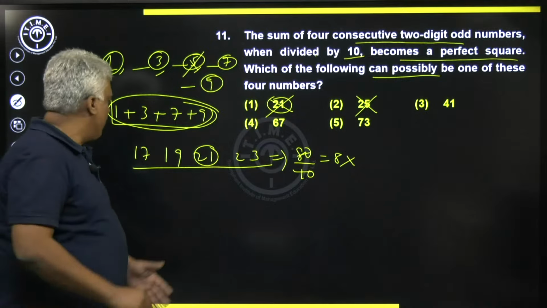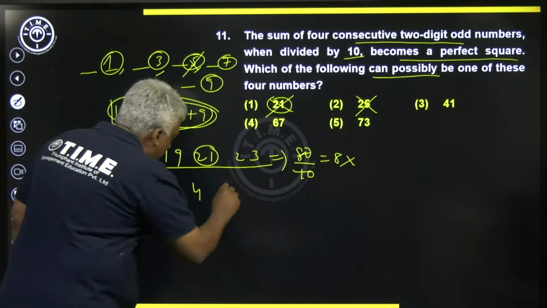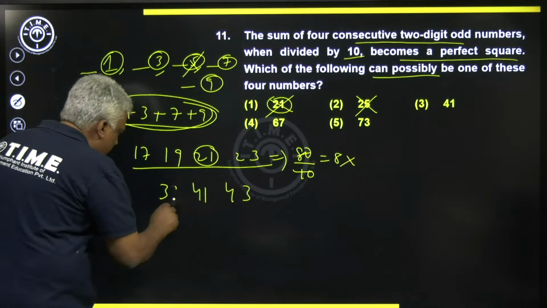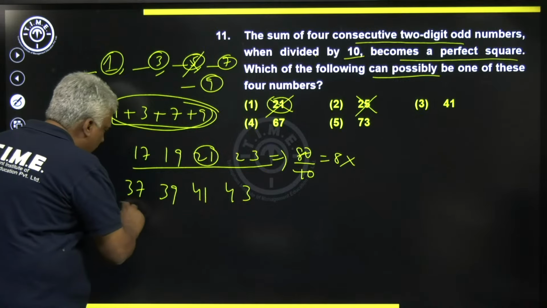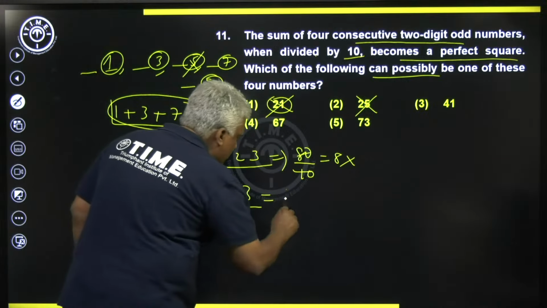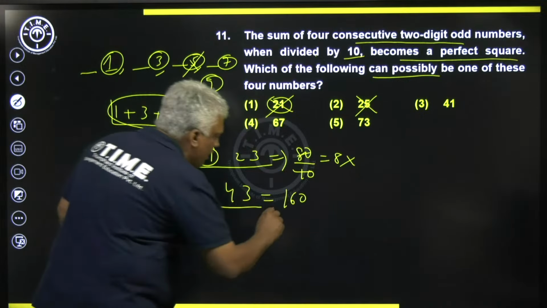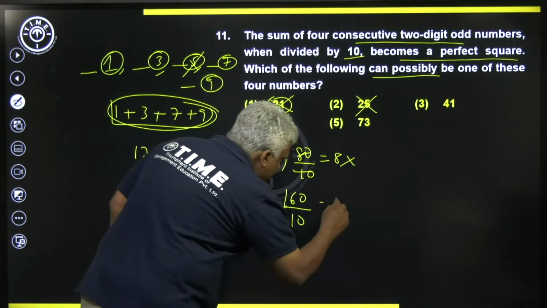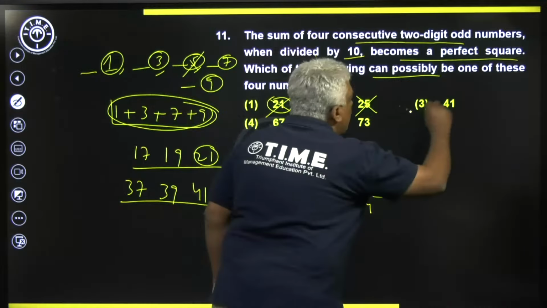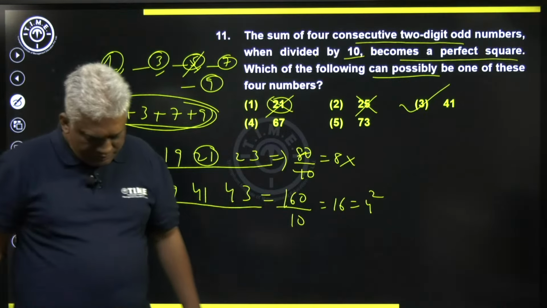The next option is 41. If one is 41, then 43, and 45 can't come, so it will be 39 and then 37. Now you see the average here is 40. If you add the numbers, 40 times 4 is 160. The sum is 160. If you divide by 10, it is 16, right? And which is a perfect square. So obviously 41 can be one of the numbers. Answer is 41.